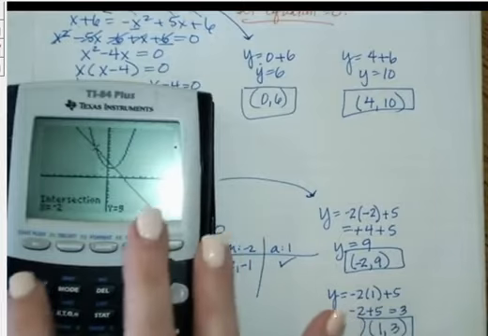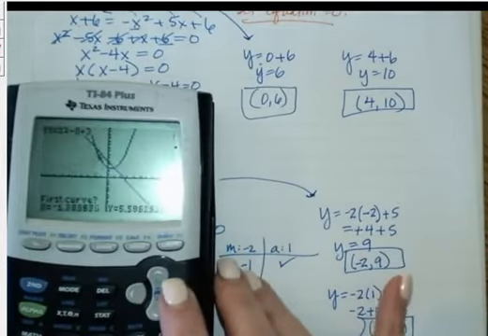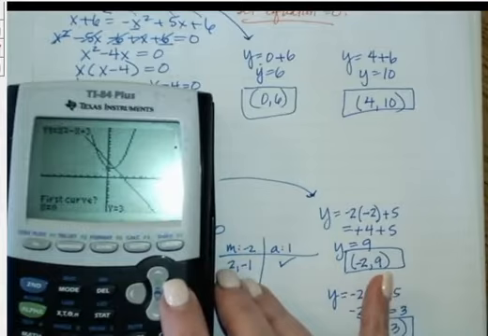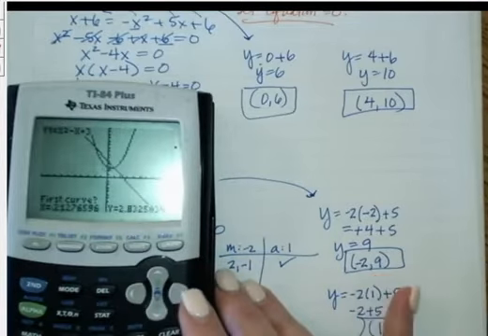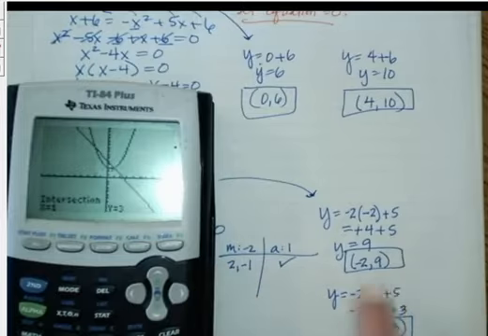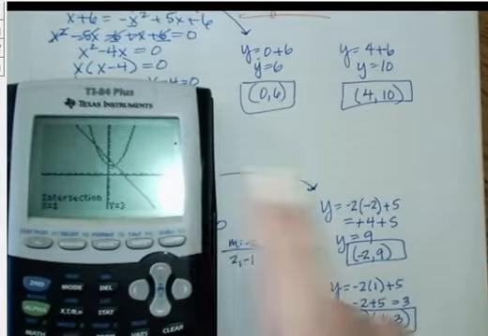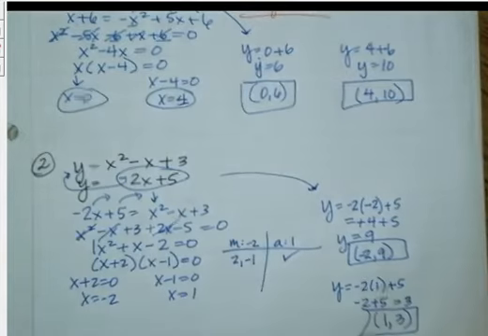Now if I do the same process, second trace again, number 5, I'm going to scroll over till it's blinking closer to that other intersection. There's one curve, the second curve, enter, enter, and it gives me 1, 3. Sure enough, the other solution I got is correct. All right, let's try another example.